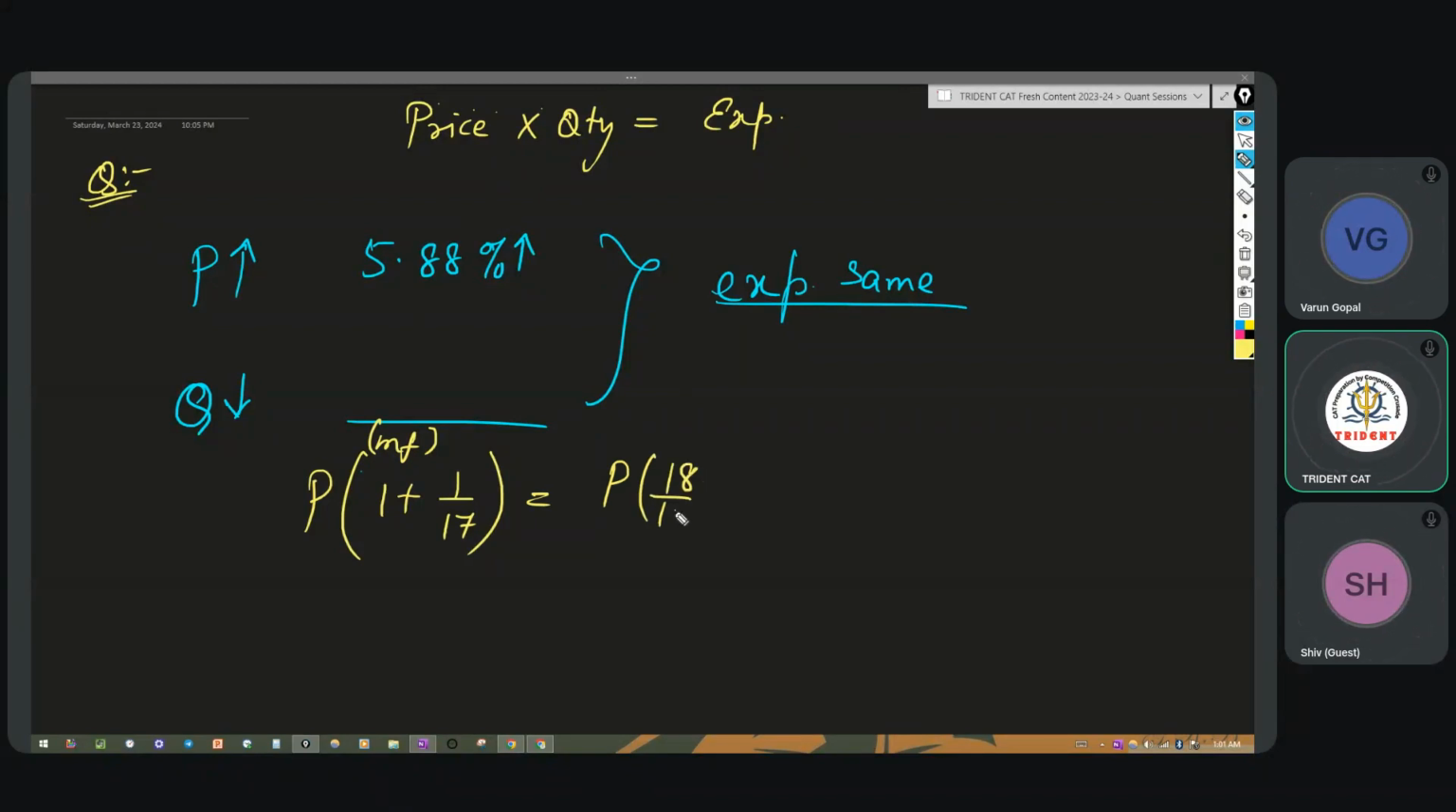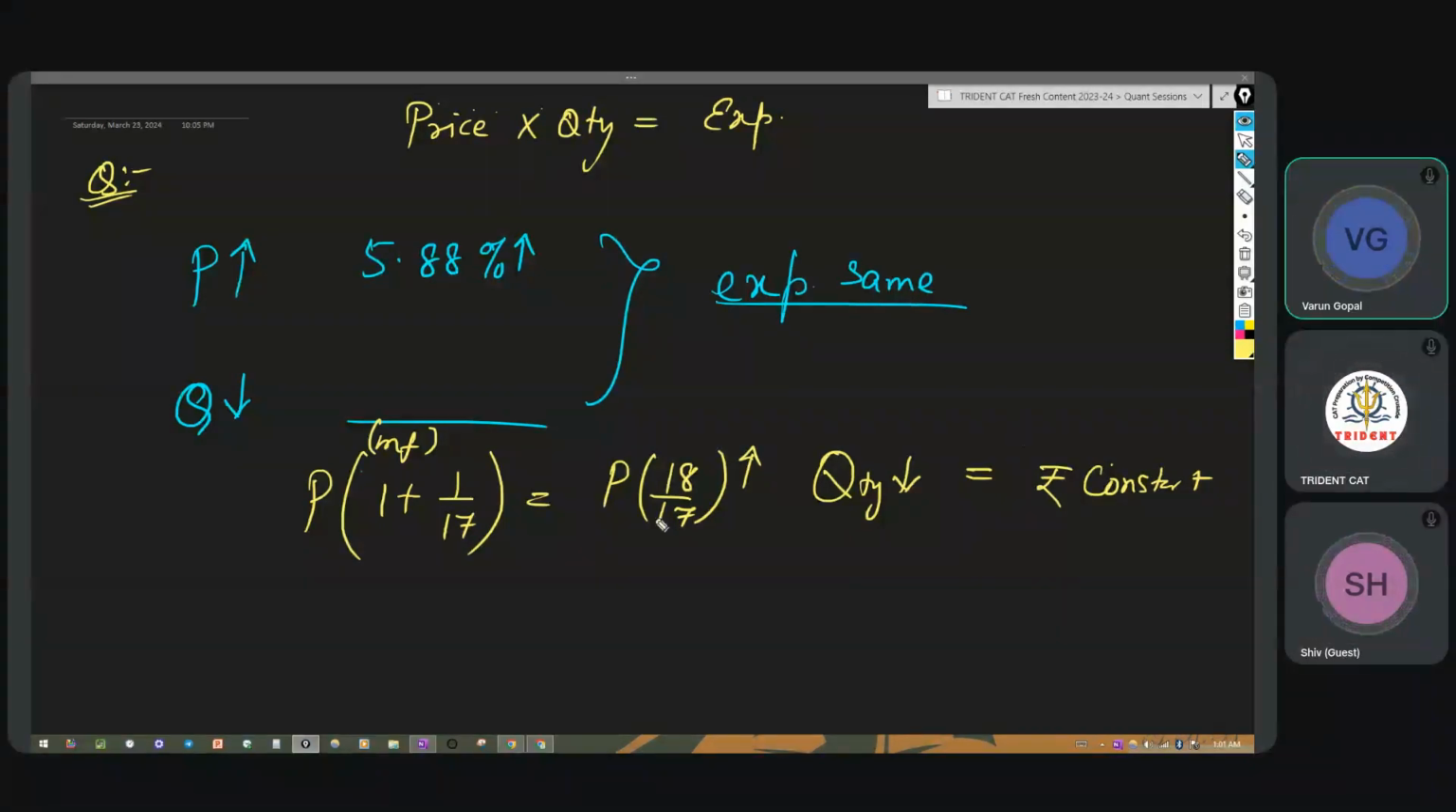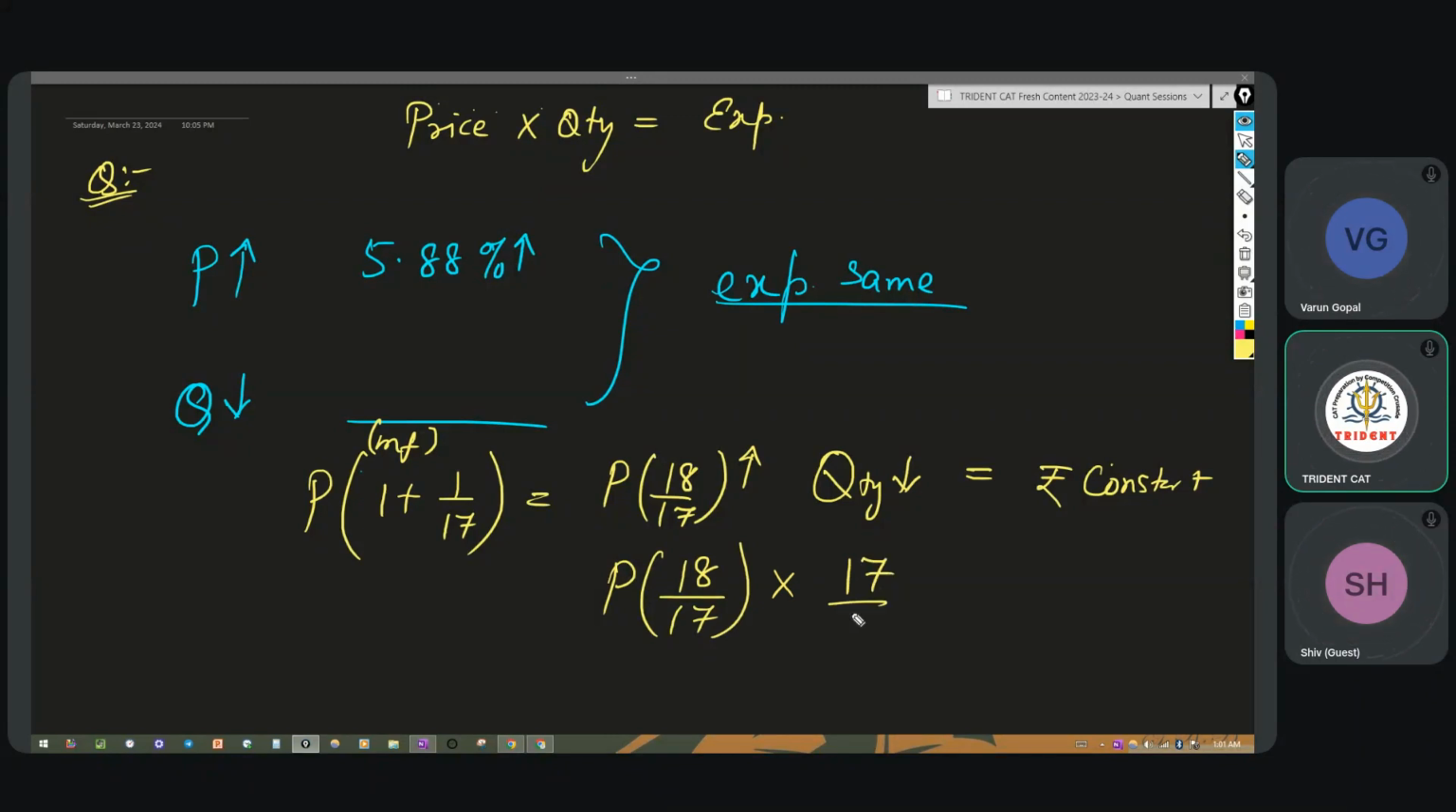Yes, sir. This is the increment in terms of the price. Now I need the quantity to reduce so that my original expenditure is constant. So obviously, if I multiply by the reciprocal, my overall expenditure will be constant. Shiv, that makes sense? Yes, sir. In other words, what I'm doing is 18/17, and I'm just multiplying this again by 17/18.